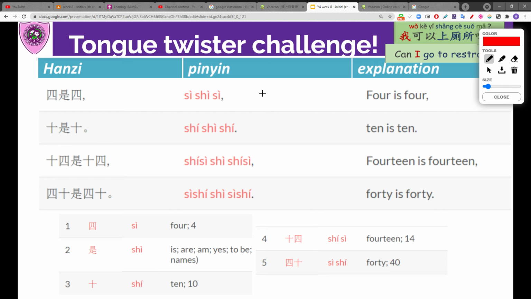Okay, but right now I'm going to read the last time for you. I'm going to read it in a normal speed. Okay, listen carefully. 4是4，10是10，14是14。40是40。Okay, so this is the tongue twister challenge. Good luck on reading this tongue twister.